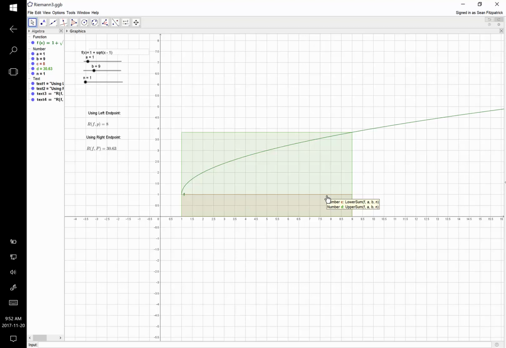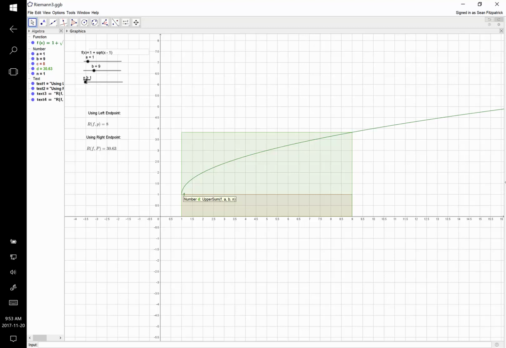So here's a graph. In this case, it's 1 plus square root x minus 1, and we're doing this between a equals 1 and b equals 9, and we try to calculate the area under the curve. So what you can see here, we're calculating area using just one rectangle, and there are two extremes here. Among any of the points I could have chosen to determine the height of the rectangle, I could have chosen the left endpoint, which gives me an area which is obviously much too small. I could choose the right endpoint, which gives me an area that's obviously much too big.